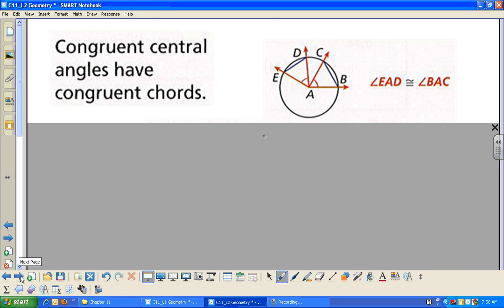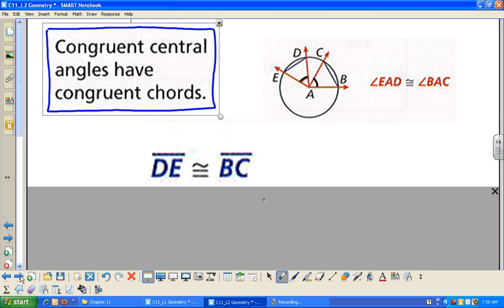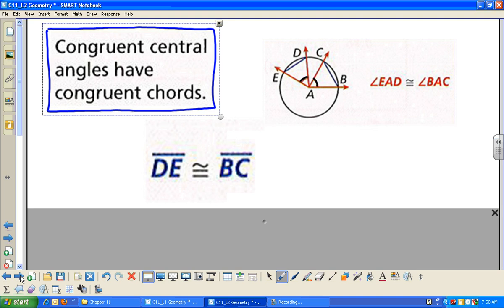Next part of your notes. This is the theorem, so make sure to write this part down. Congruent central angles have congruent chords. In this picture, it's stating that angle EAD, which is a central angle, and angle CAB, also a central angle, are congruent. If those two angles are congruent, then your conclusion would be that DE is congruent to BC. So this is your theorem, and this is your conclusion.